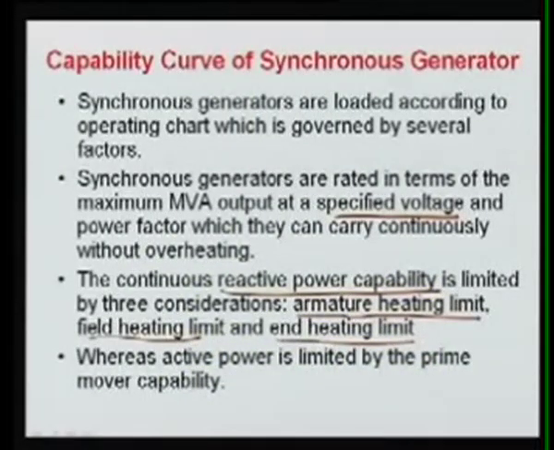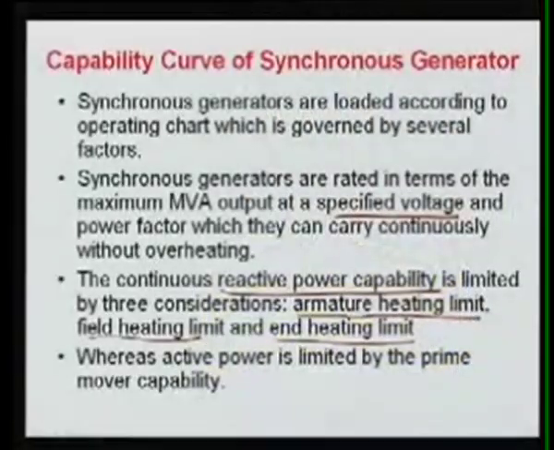We know synchronous machines are doubly excited, meaning we have DC in the field winding, and of course that has some resistance. So the field current squared times the resistance gives some loss, and that loss is the field heating, which is also limited by the field heating limit. End heating is related to the flux. If there is more flux in the machine, there will be more eddy currents and more losses. So the 3 heating limits give the capability curve of a synchronous generator.